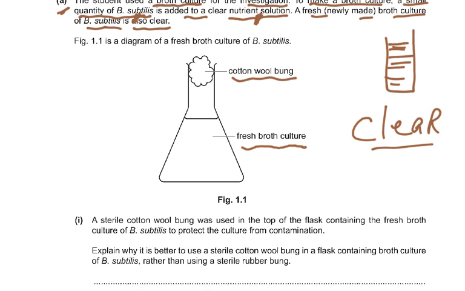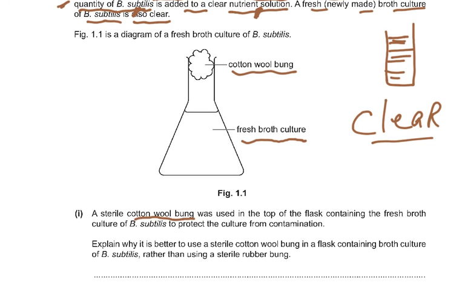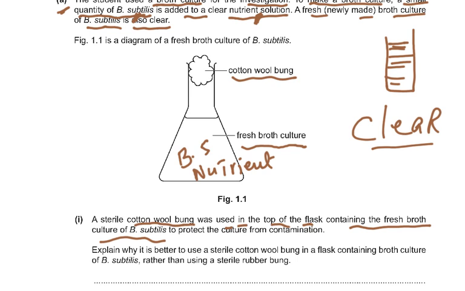And then it says a sterile cotton wool bung was used in the top of the flask containing the fresh broth culture of B. subtilis. So we've got the B. subtilis here, the bacteria, and we've got the nutrient solution here, just like it's the food for it. I told you it's got glucose, amino acids, and ions and water in it.